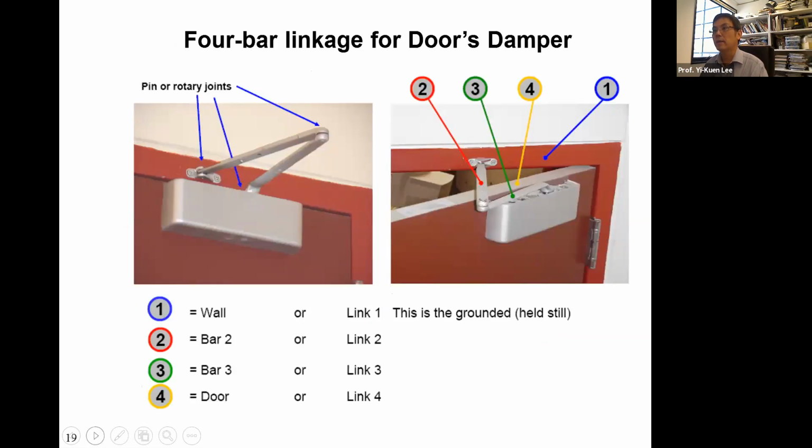Okay, so here, 4-bar linkage is also useful for a door damper. In every classroom, and also in UST, we have this kind of door mechanism. If you look carefully, it's also a 4-bar linkage. You can see here, I marked here. One is the door frame. 2 is link 2, right? Link 3 and link 4. Okay, so this is quite an important thing, right?